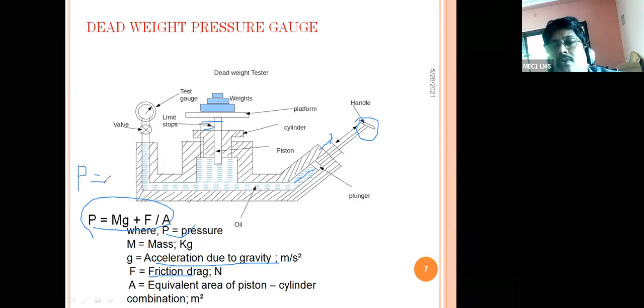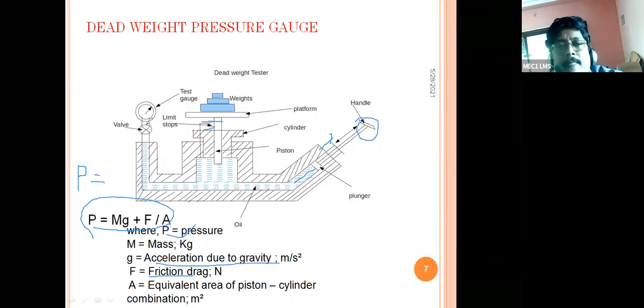So now, after calculating the pressure with the help of the formula, you have to place a test gauge, that is a pressure gauge. You have to place a pressure gauge. Now the same procedure we have to check.